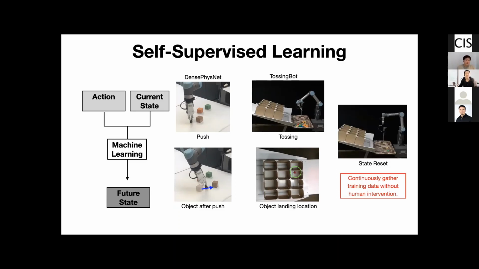Eventually, when the robot finishes tossing all the objects in the bin, it will automatically reset the state in order to continue the training. As a result, the system can continuously gather training data overnight without human intervention.